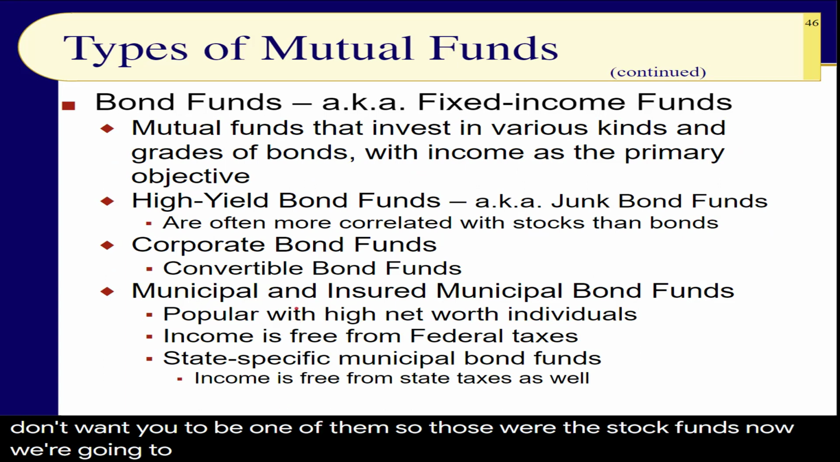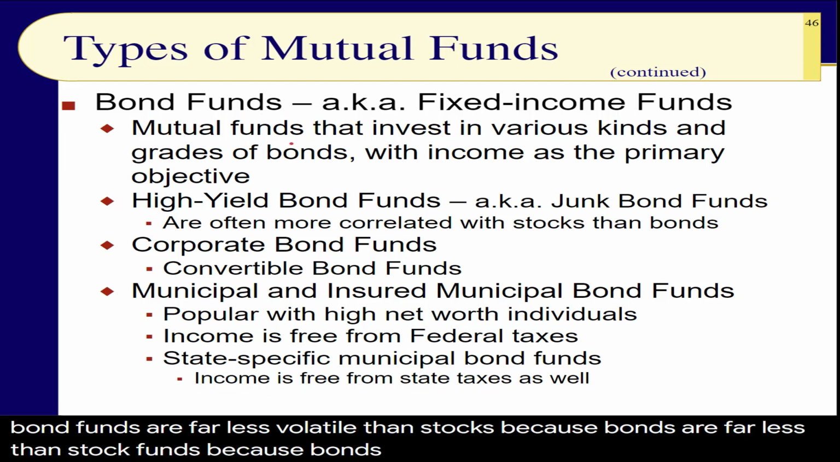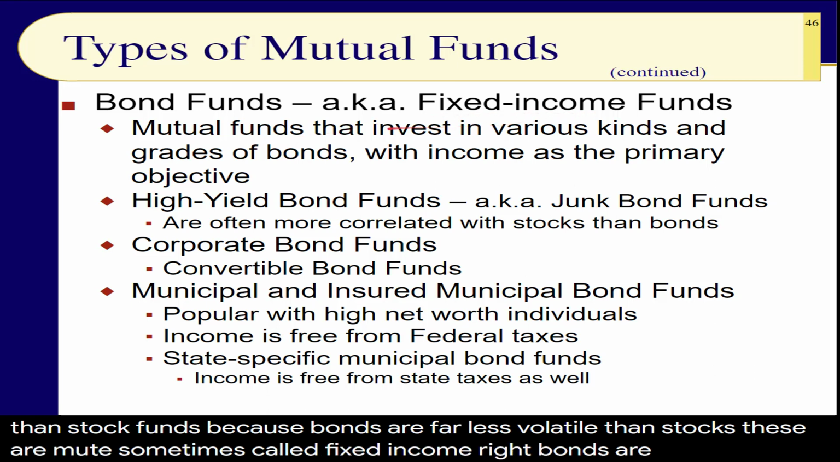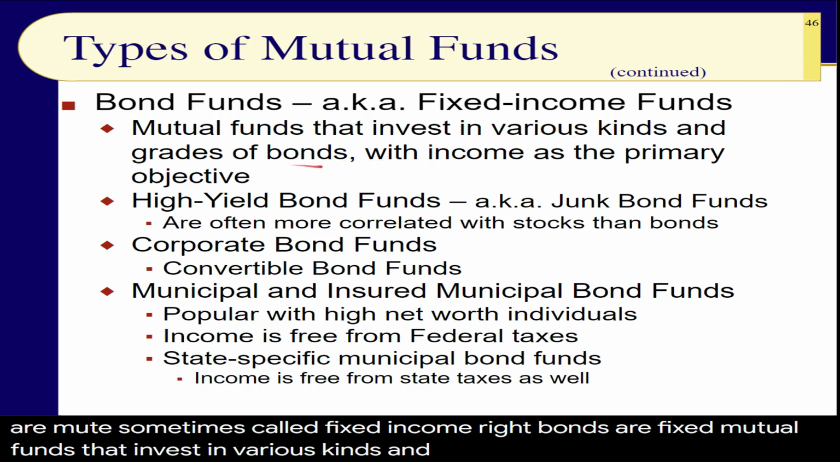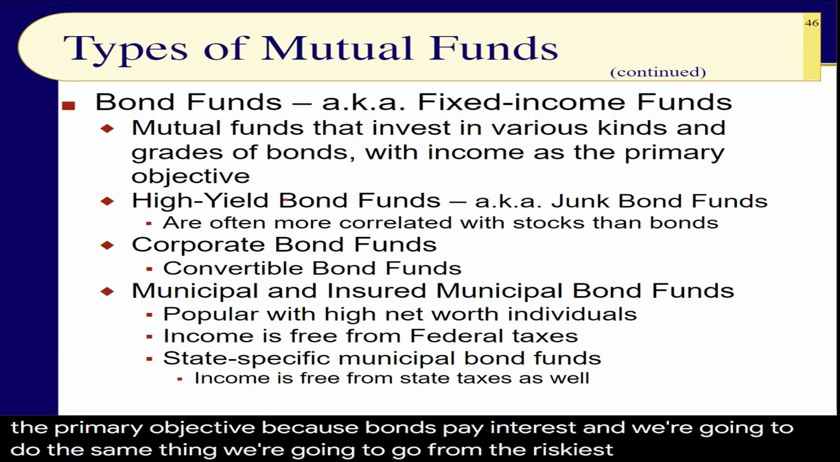Now we're going to do the same thing with the bond funds, realizing that bond funds are far less volatile than stock funds, because bonds are far less volatile than stocks. These are sometimes called fixed income, right? Bonds are fixed. Mutual funds that invest in various kinds and grades of bonds with income as the primary objective, because bonds pay interest. And we're going to do the same thing. We're going to go from the riskiest to the least riskiest.